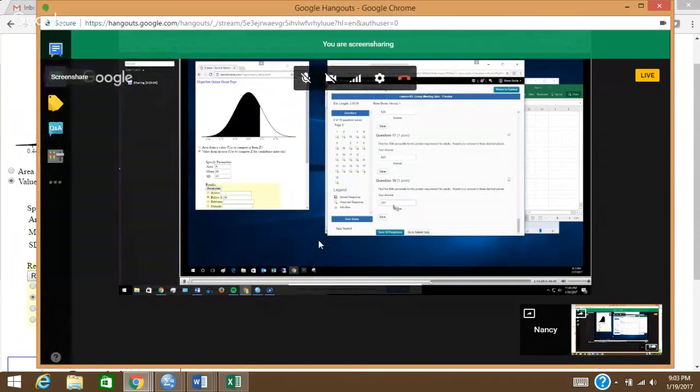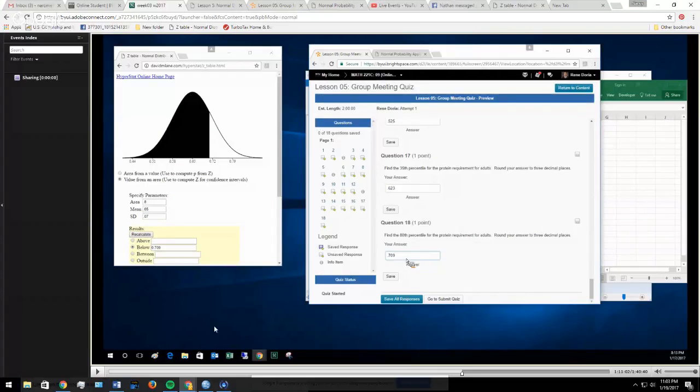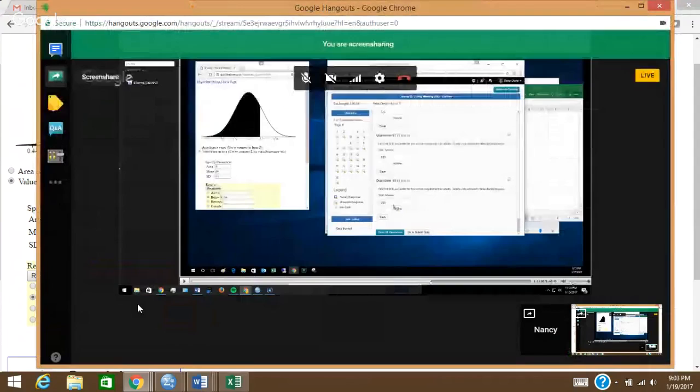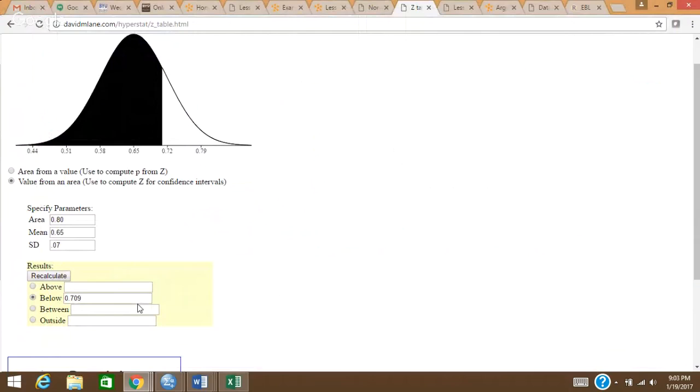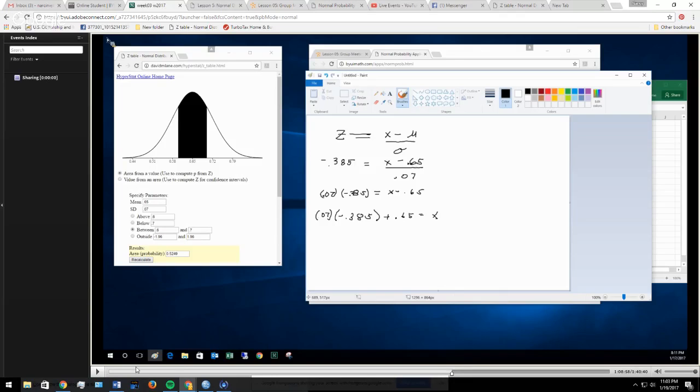Too small. I can't see it, but I can see what he's doing. So he did the 0.7. We basically are looking for the Z score, which is Z equals X minus the mean divided by the standard deviation, and you solve for the X value, sorry. So is the answer 0.709? Yeah. So this is what you're going to solve it to.